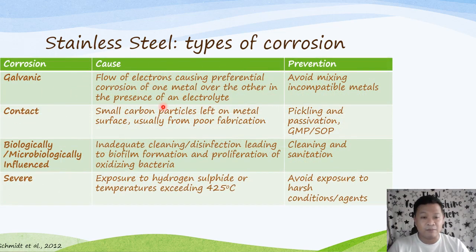So ito pa yung iba, no? Pwede ring galvanic siya or physical contact with carbon particles. Depende sa cleaning and disinfection mo. Pwedeng biological yung nature niya or exposure to extreme conditions or agents. So mahalaga lang dito, iniingatan natin yung stainless steel natin sa paggamit at sa paglinis, and we make sure that we supply them from reputable manufacturers.